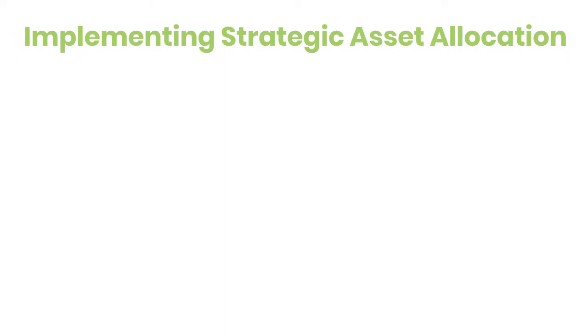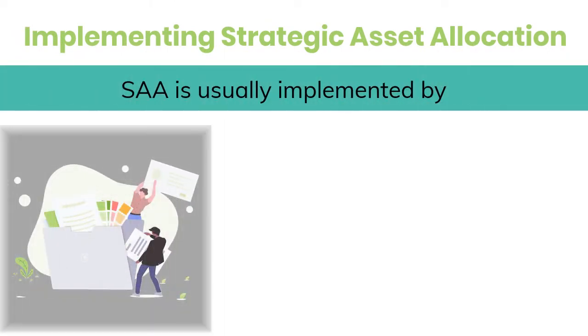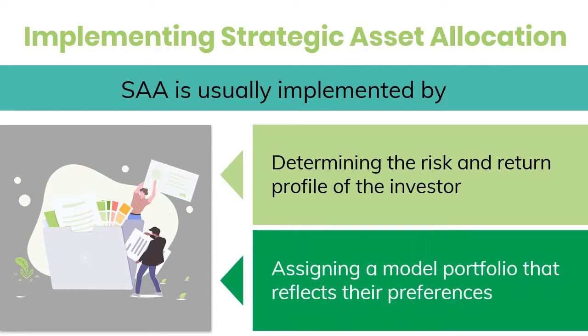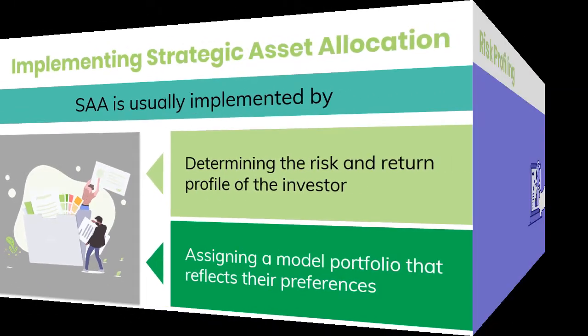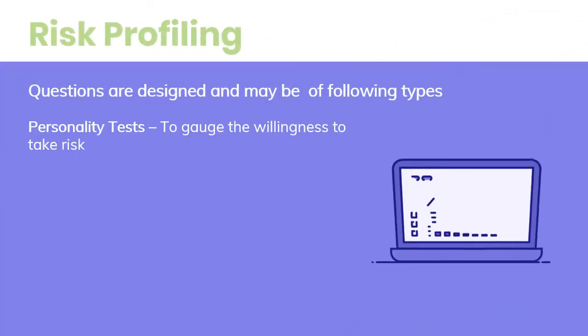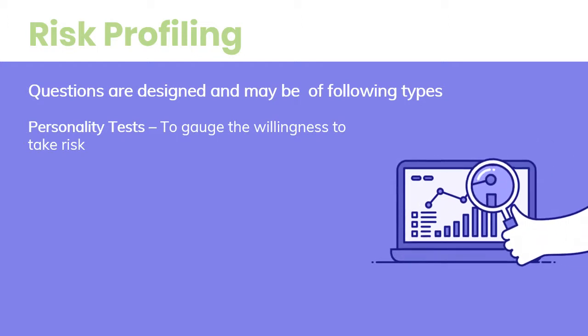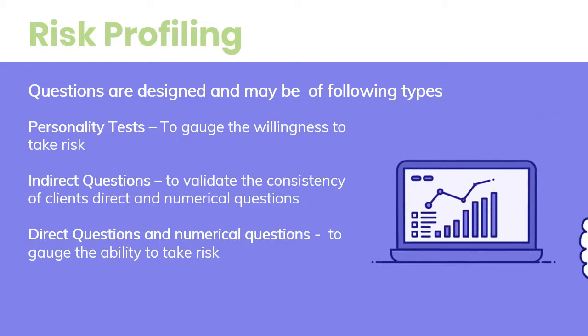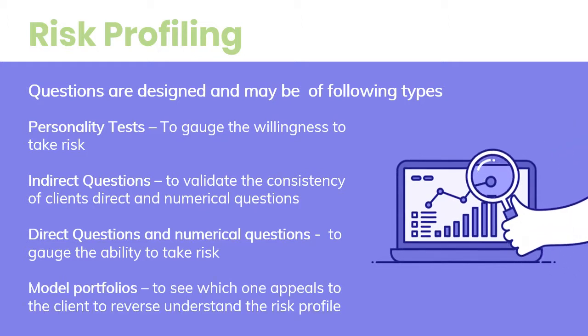Strategic asset allocation can be implemented by determining the risk profile of the client and assigning a model portfolio that reflects their preference. Questions are designed to gauge the willingness to take risk and the ability to take risk, and the output of this puts the investor in a bucket of conservative, moderate, or aggressive category.